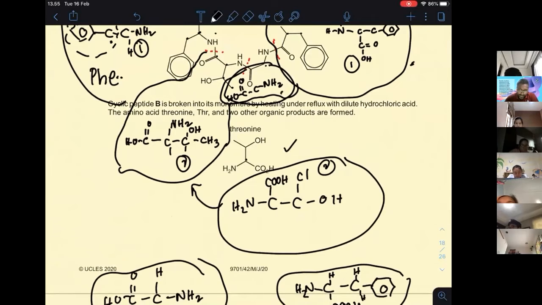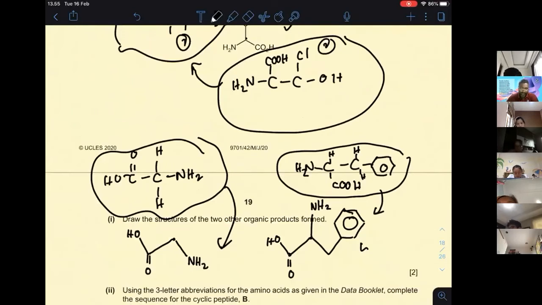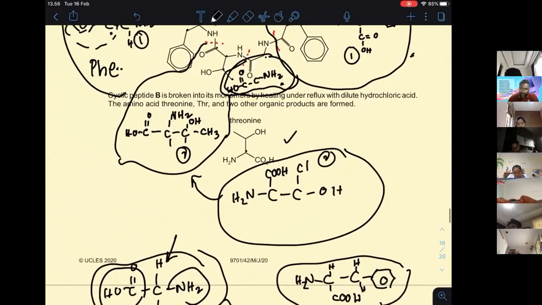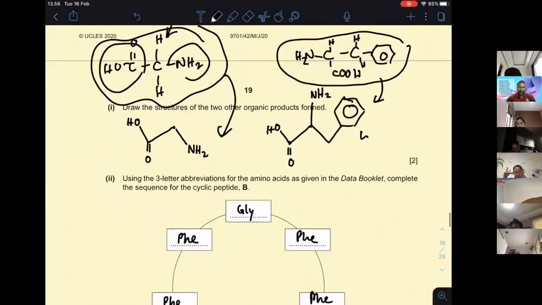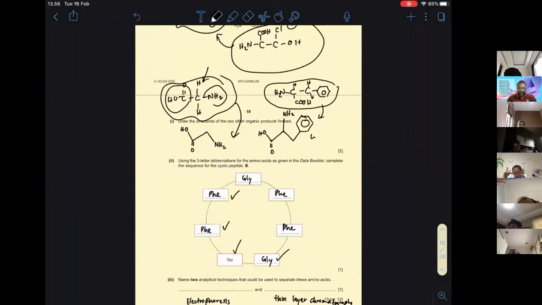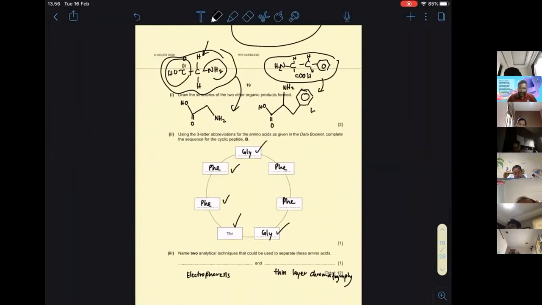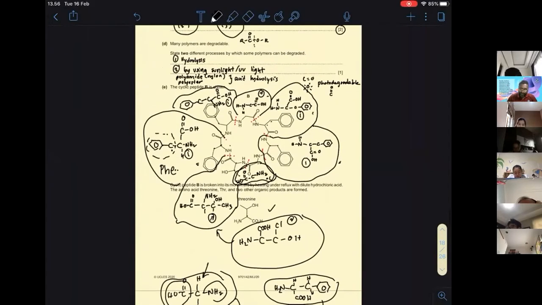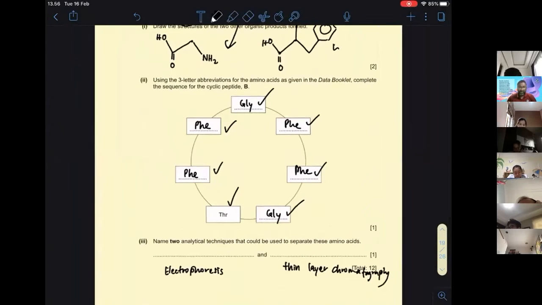For this one, if the R group is only H, this is going to be the structure. If your R group is only H, then they say this is going to be glycine. So because I found out this is going to be 1, 1, PHE. And then we found out this is going to be 2, which is similar to this. So this is GLY. And then the rest are the same, PHE, PHE. And then you complete this one. This one you look at your data booklet.